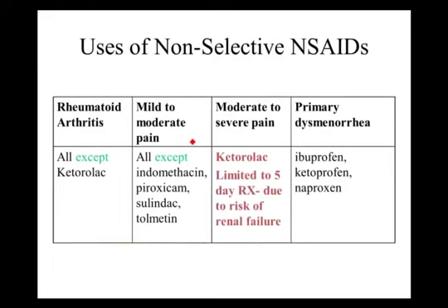So there are lots of different clinical uses of NSAIDs. We'll talk about rheumatoid arthritis. Pretty much all these drugs except ketorolac can be used for RA. When we talk about mild to moderate pain, anything except indomethacin, sulindac, or piroxicam can be used. For moderate to severe pain, ketorolac is really good, but you have to limit it to five pills. For primary dysmenorrhea, ibuprofen, ketoprofen, naproxen. All these are relatively good for dysmenorrhea equally.